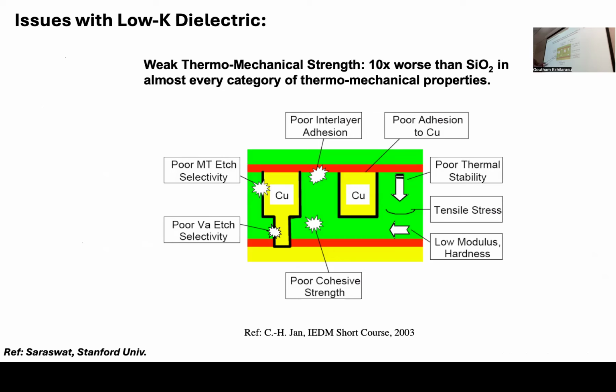One of the things is that etching them is very difficult. It's very difficult to get an etch chemistry that is very selective to the low-K dielectric. They also have very poor adhesion to metals. They have a lot of mechanical and thermal issues. For example, they can easily break when there is too much thermal mismatch, and also when you apply a lot of stress to them.